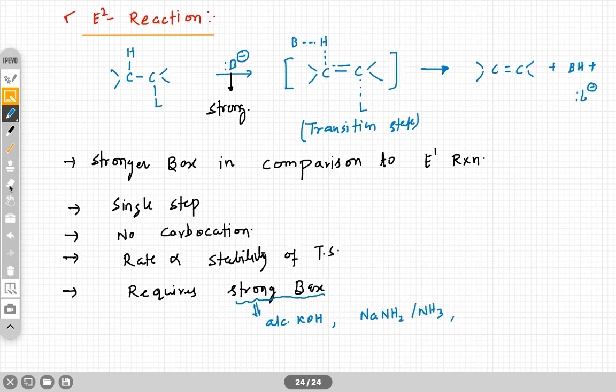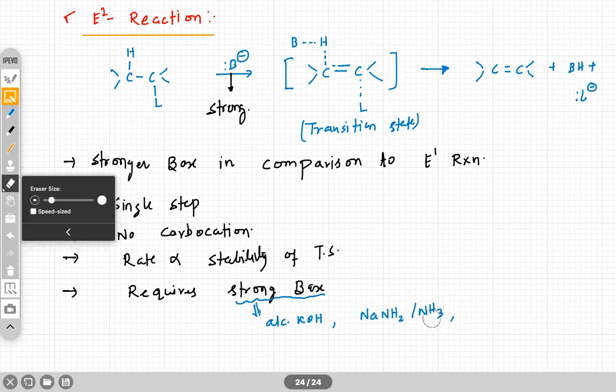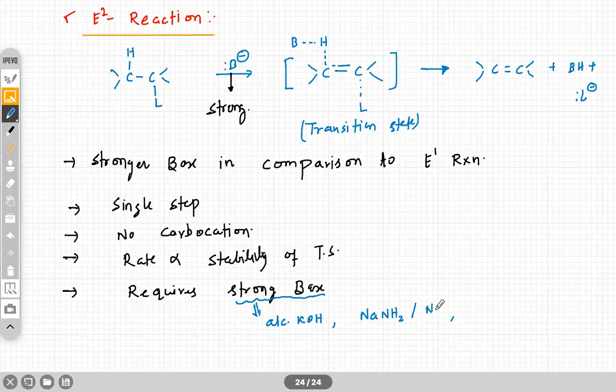NaNH2 is a base, or the same reagent we can also write as sodium with NH3. That means NaNH2 only. Okay, we can take RO minus Na plus, a strong base, in a solvent like alcohol. Or we can also take a bulky base, which is O minus Na plus in a solvent like this, OH.